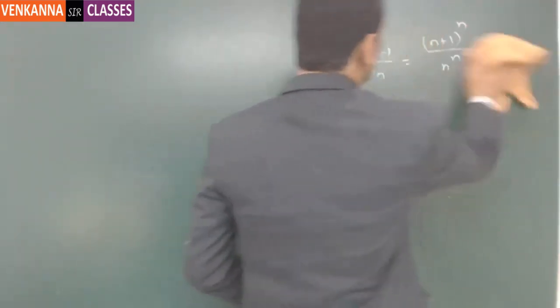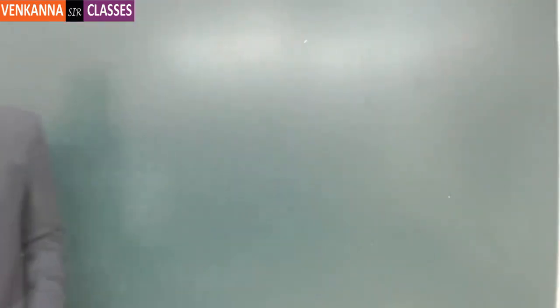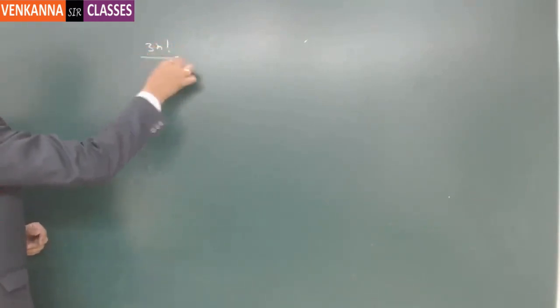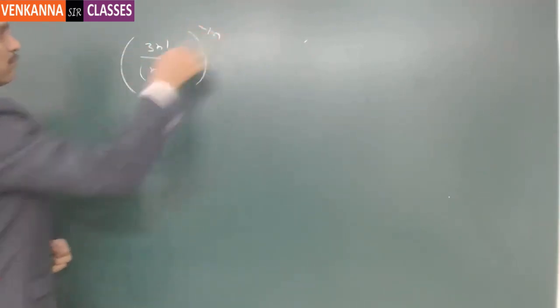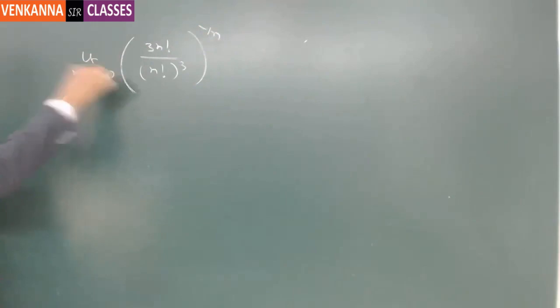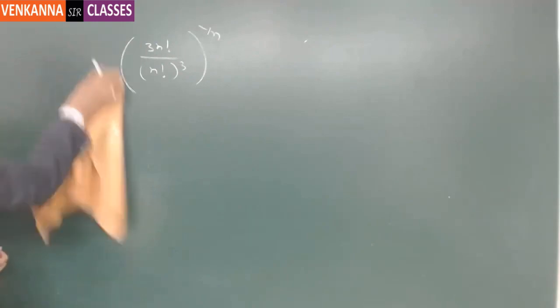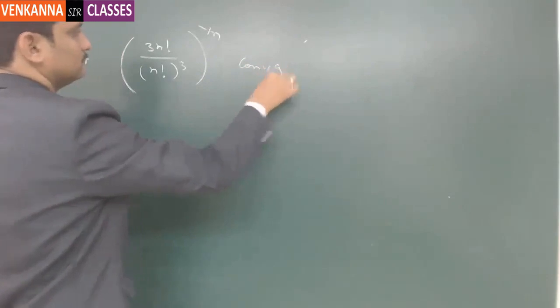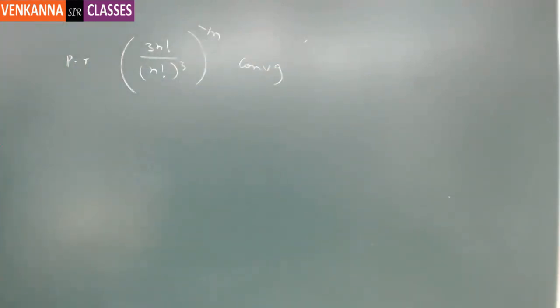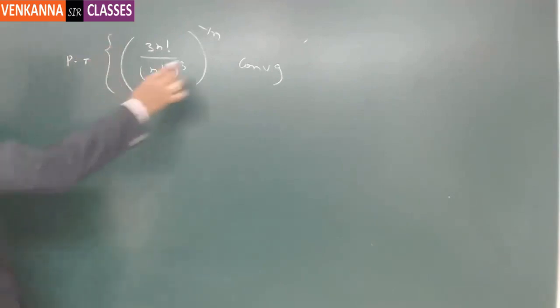So on this nth root technique, many problems were asked in the previous year papers. This is one among them. I can say that it is convergent. He simply mentioned it like this: is convergent. He didn't mention the limit. He has given it like this: 3n factorial whole divided by n factorial whole cube, whole power 1 by n. This is my sequence, if you want a sequence pattern.